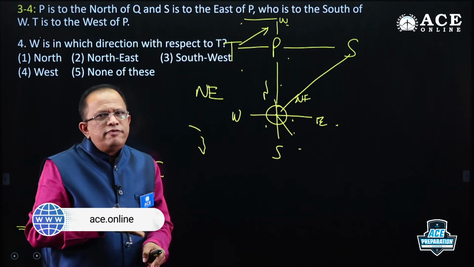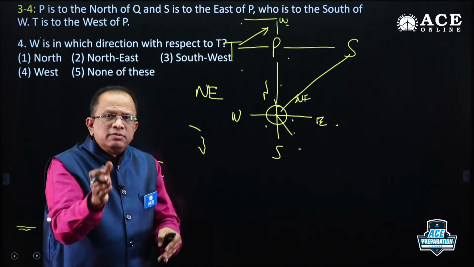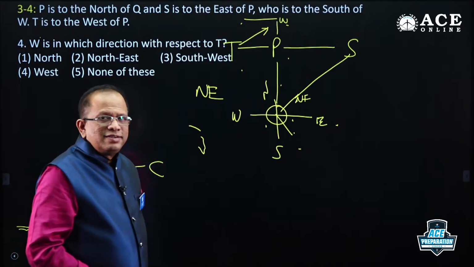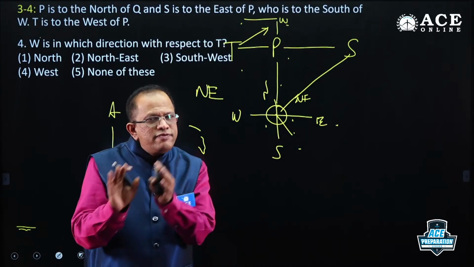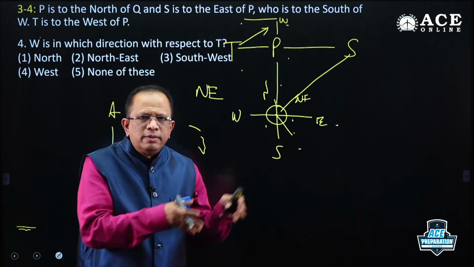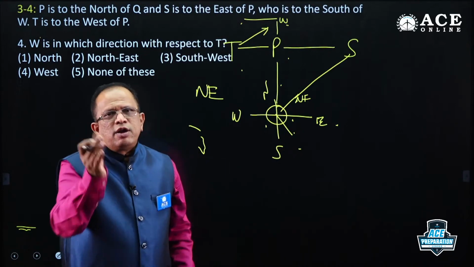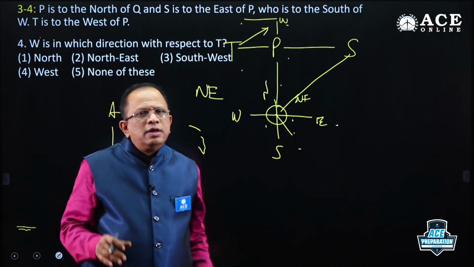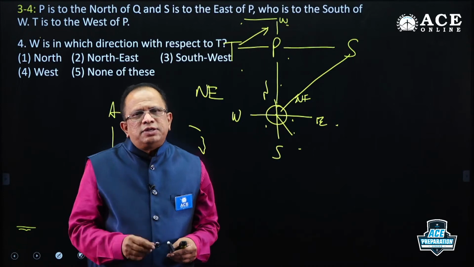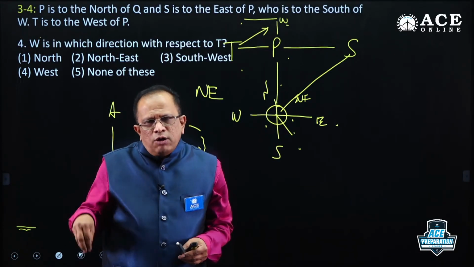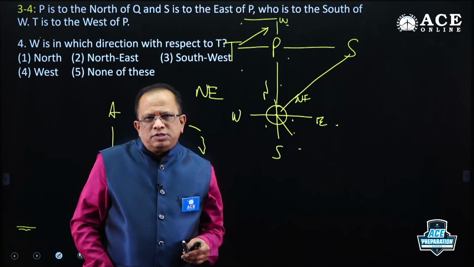East means perfect 90. In between, we call it northeast only. So, northeast is when you have perfect north, perfect east, perfect south, perfect west. Anything in between, we refer to by the respective direction. If it is between north and east, we call it a northeast. If it is between south and east, we call it a southeast. Okay?